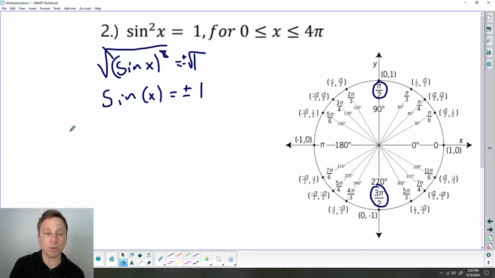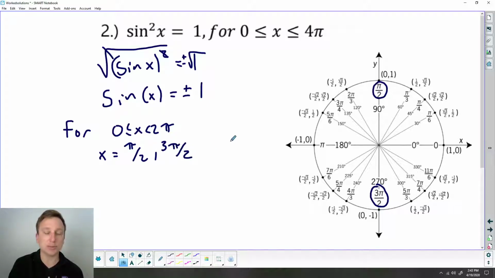So if we're thinking about one of our domains, we just went 1 revolution. So for x values between 0 and 2 pi radians, the solutions to this equation are x equals pi halves and 3 pi halves. Now as we go through our second revolution, we're just going to take these answers and add 2 pi to them.